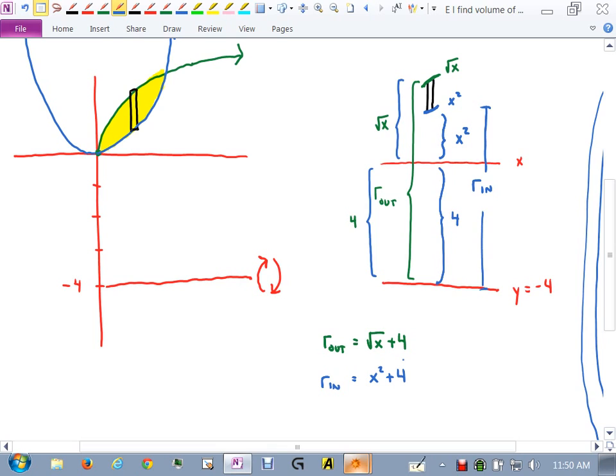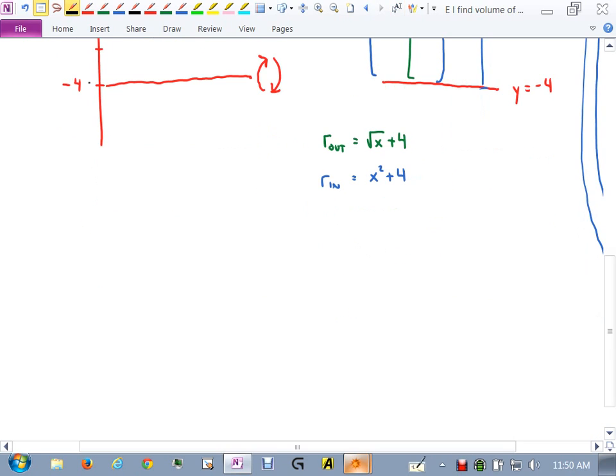Now I can set up the integral. Does that kind of help clarify why it is that I like to draw a picture? Does that help a little more? That you have to kind of keep track of this a little bit? I'm going to give you another one after this. It's going to be even a little more complicated.